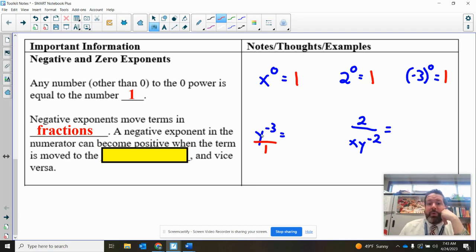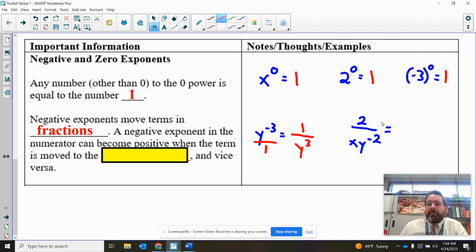So if I've got y to the negative third on the top, what that means is the y moves to the denominator and the exponent becomes a positive number. Now with a fraction, you can't have nothing on top, and the placeholder we use is the number 1. So a negative exponent on top of a fraction just flips you to the bottom and becomes a positive exponent.